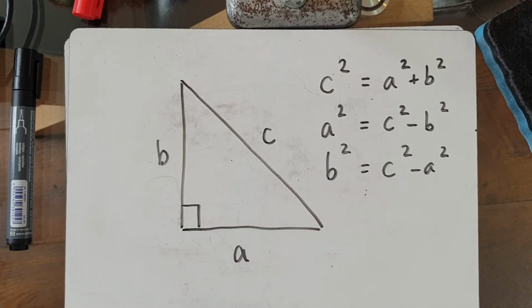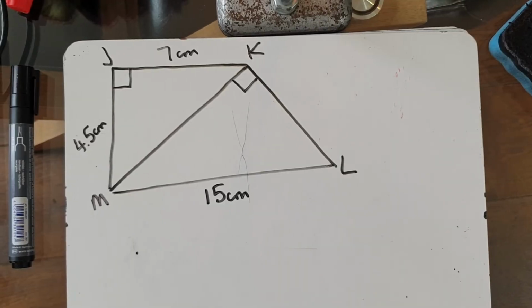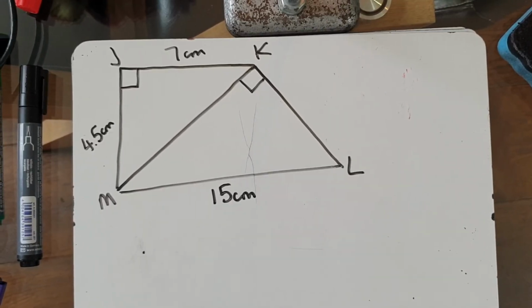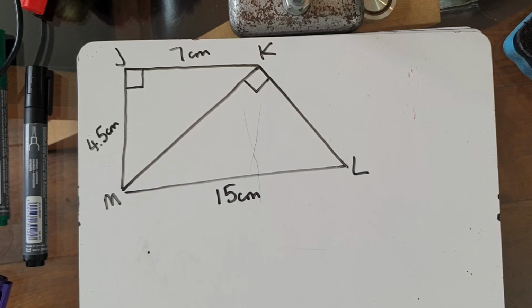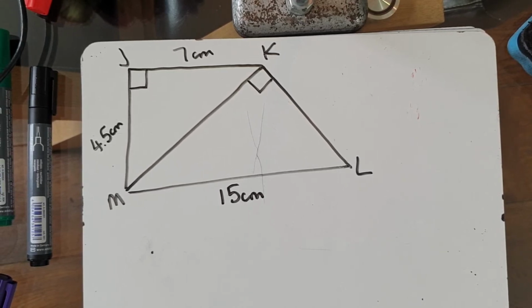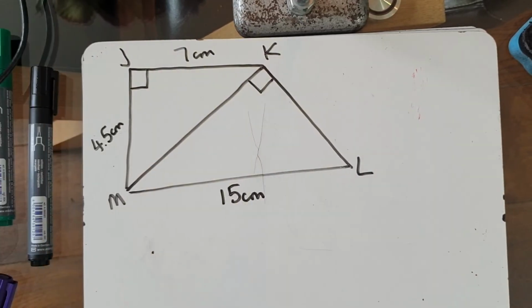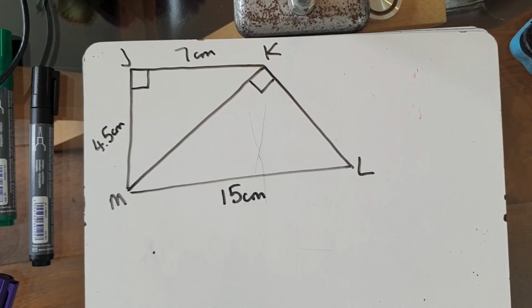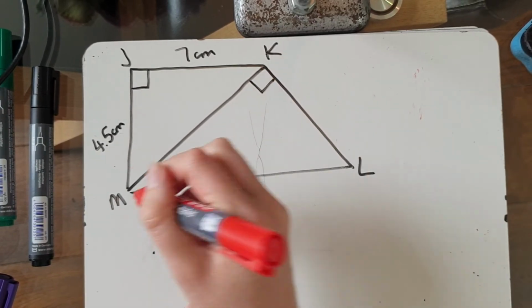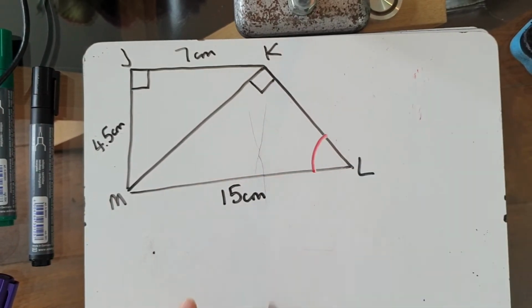Right, what I'm going to do now is show you an exam question that demonstrates what I said earlier about students wanting to go for cosine and sine rule when they don't need to. So this is an exam question. It shows you a quadrilateral, JKLM, and the question wants us to work out the size of angle KLM, so this angle.